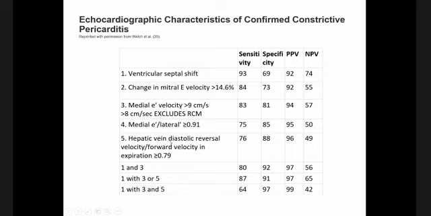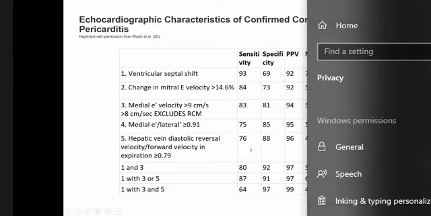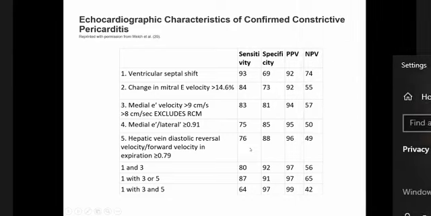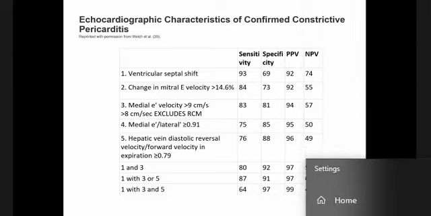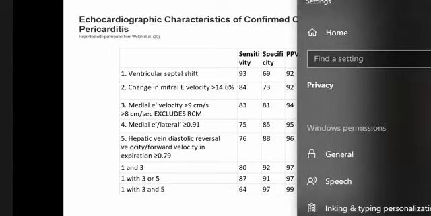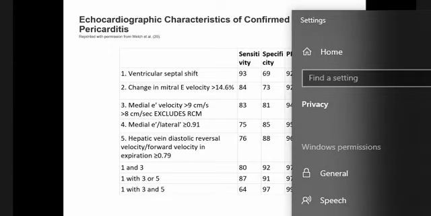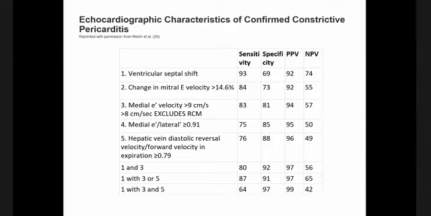And the hepatic vein diastolic reversal, which happens in expiration. Also, if you look at all these things, you can diagnose constrictive pericarditis quite easily, especially if you also look at visualization by CT or MRI to look at the pericardial thickness. So once you know that the pericardium is thickened and you know that the heart is relaxing well, then you have the diagnosis of constrictive pericarditis.